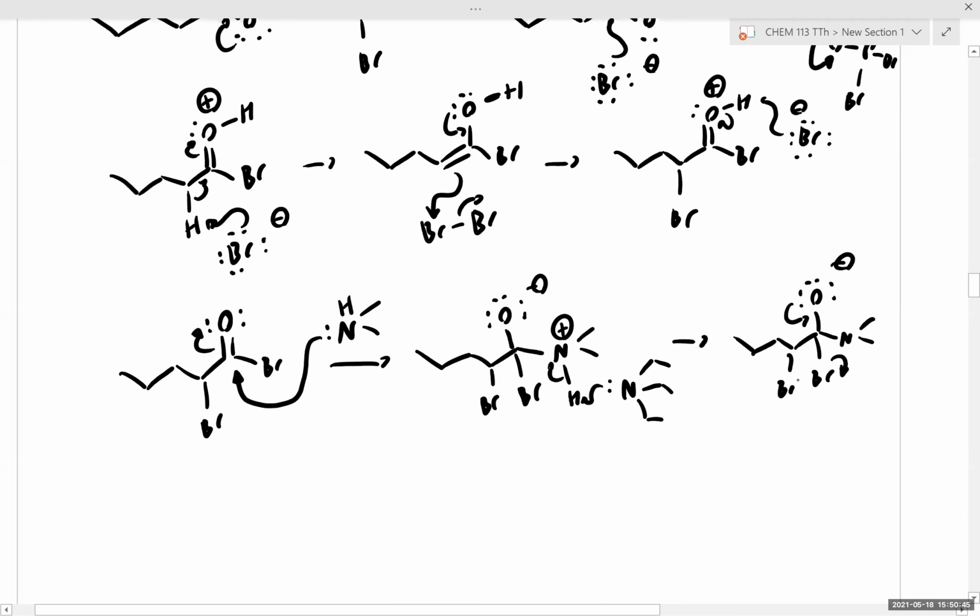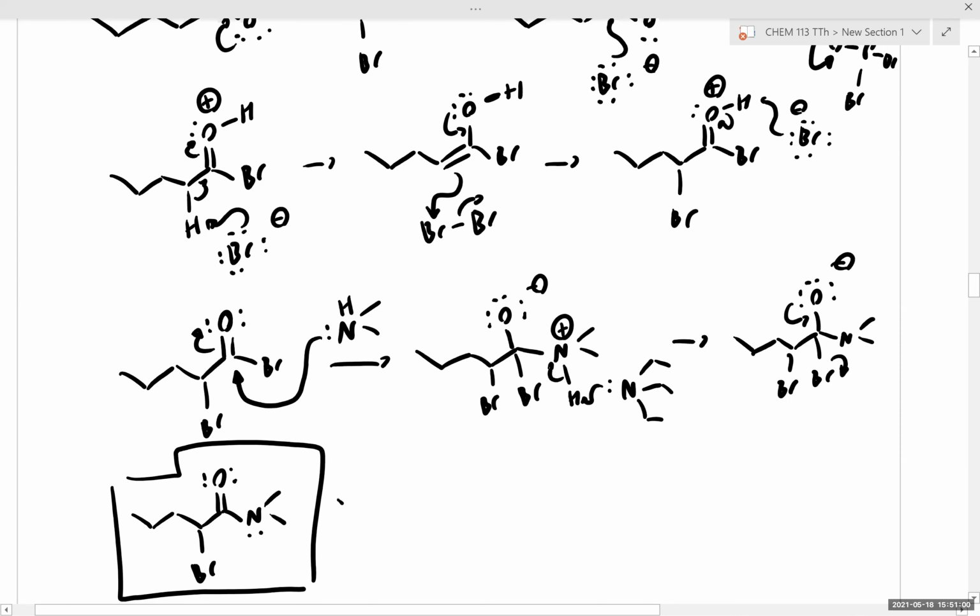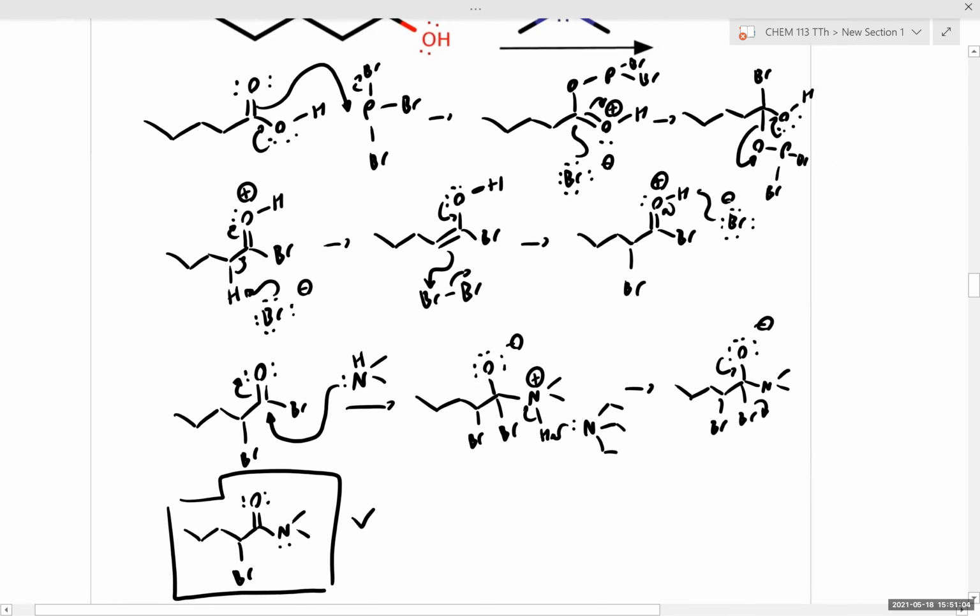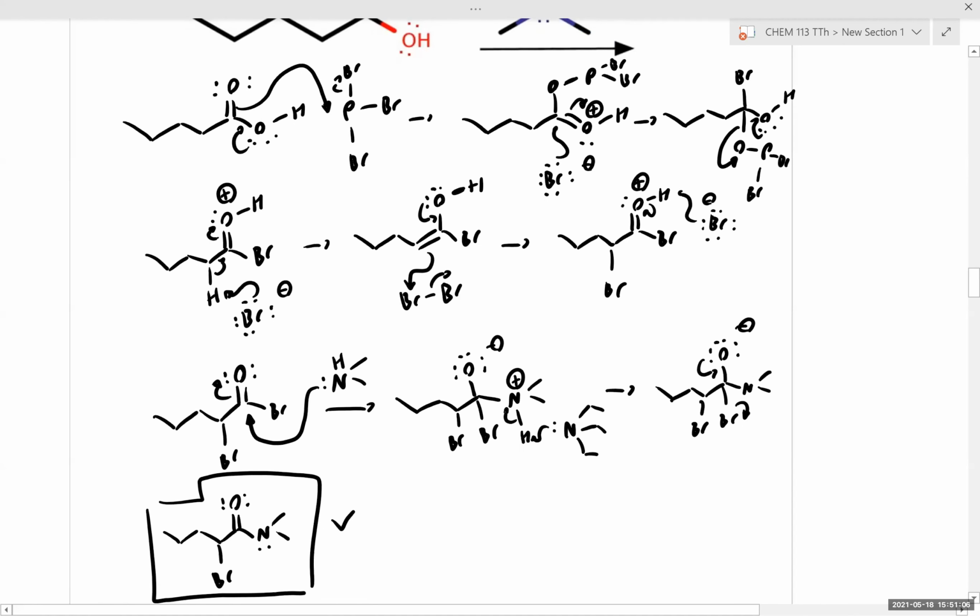So the only thing that's new in this mechanism is that rather than quenching with water, we're quenching our acyl bromide with an amine to give an isolable amide product. Does this mechanism make sense to everyone? Any questions on this mechanism for the modified Hell-Vollard-Zielinski reaction?